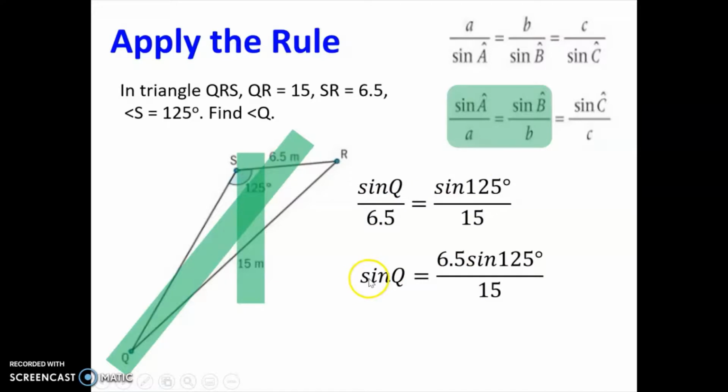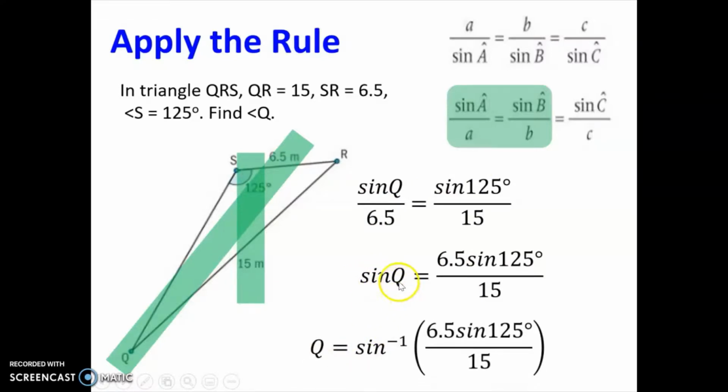And now remember, when we have sine of some unknown angle, we have to use inverse sine. So we're going to say angle Q is the inverse sine of all of this. So solve that in one step on your calculator. Let's see what you get. 20.8 degrees. I hope that worked out for you.